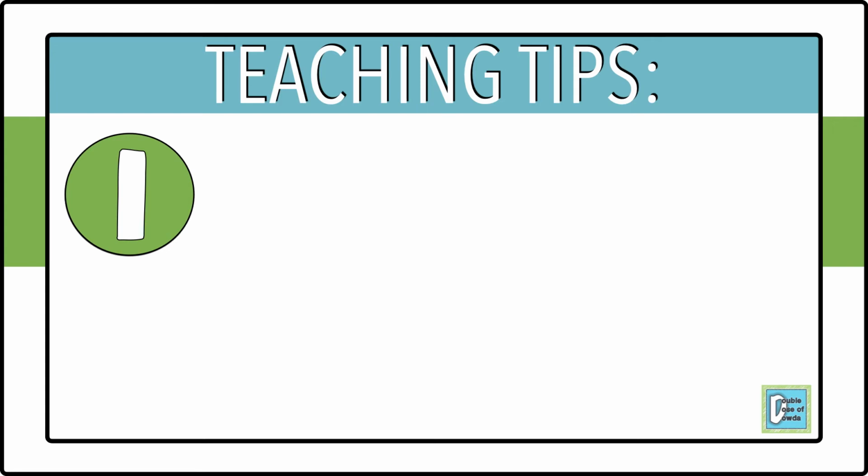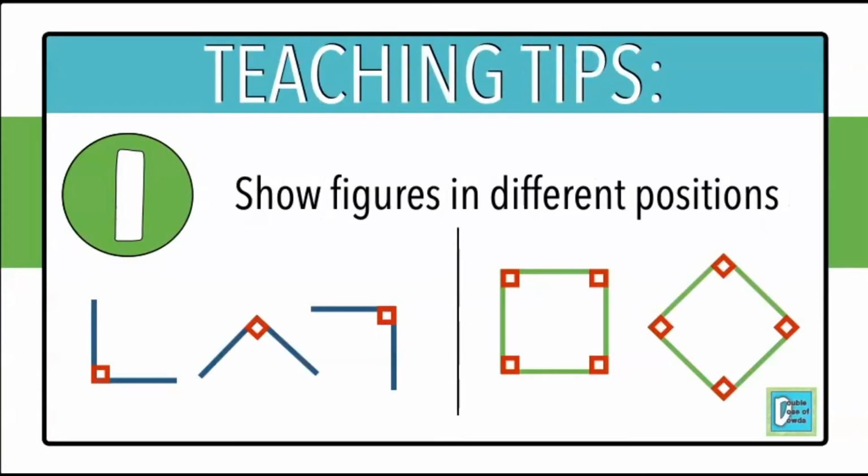But before we get to that, I have a few quick tips specifically about teaching polygons. So tip number 1 is make sure that you are showing students figures that are in different positions. For instance, they shouldn't always think a right angle has to look like this. It can be on its side. It can be spun around a different way. Same thing for a square. So oftentimes, for instance, in 3rd grade, students will call this a square, they will call this a rhombus.